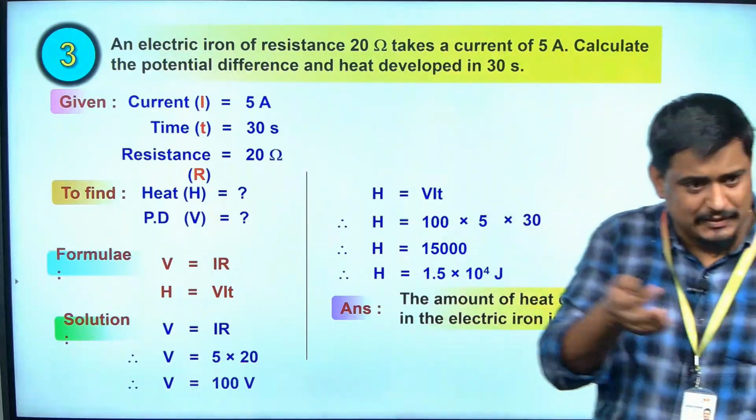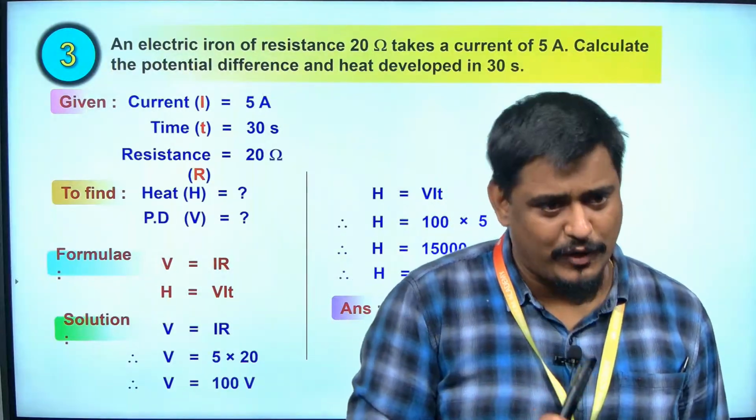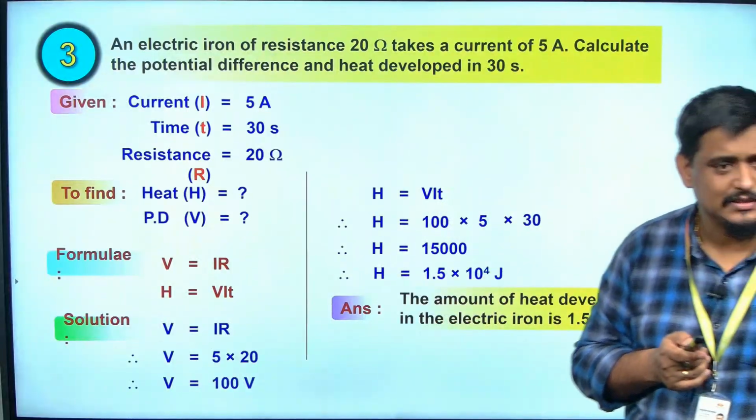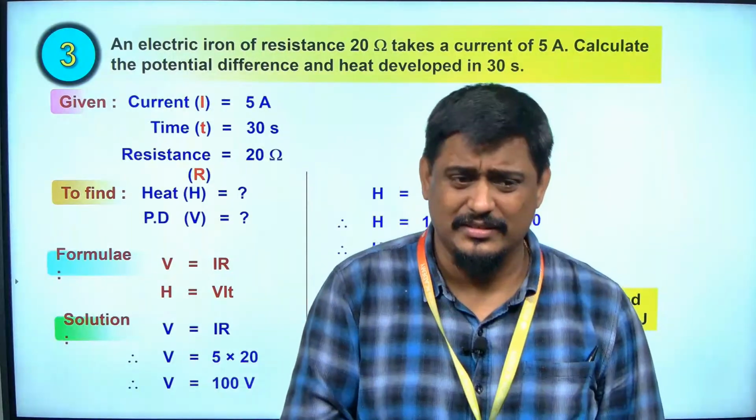From last 15 minutes I am screaming H is equal to VIT, VIT, VIT. VIT you have right. So if V is known, I is there, T is there, cannot you multiply three numbers? I will teach you once again, no problem in that. But is it that difficult? We are getting stuck here.